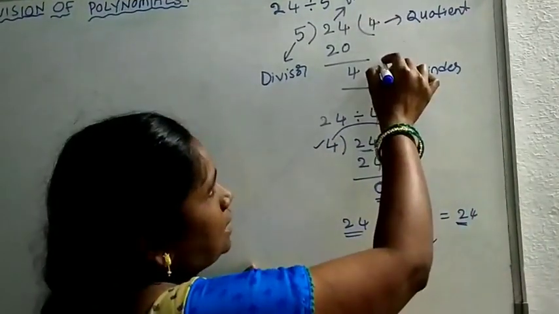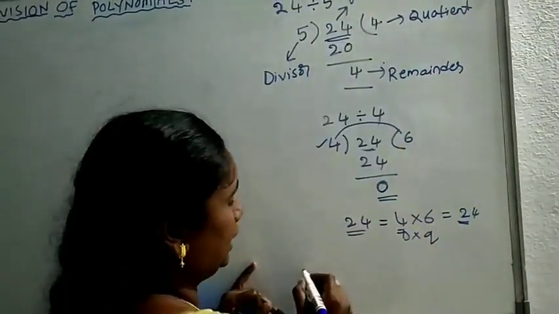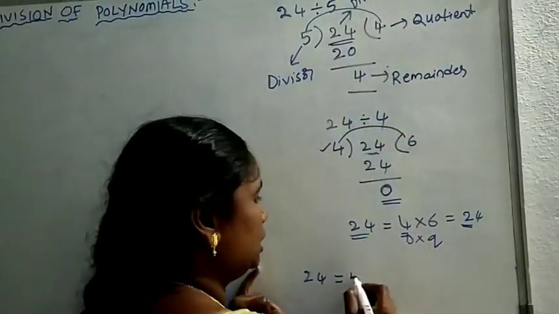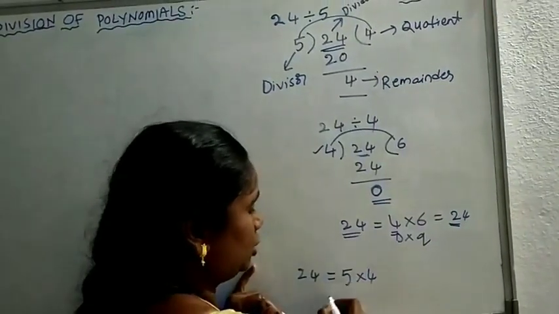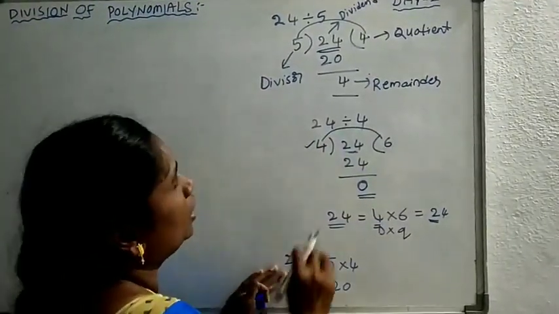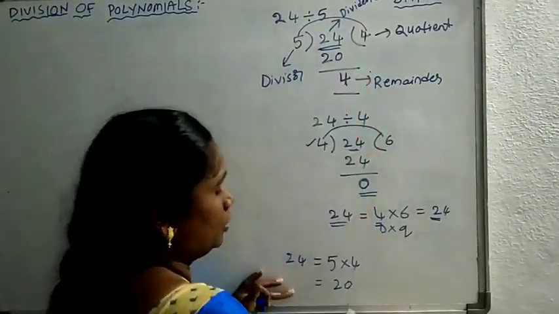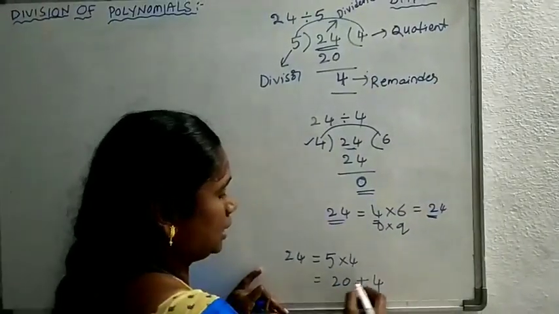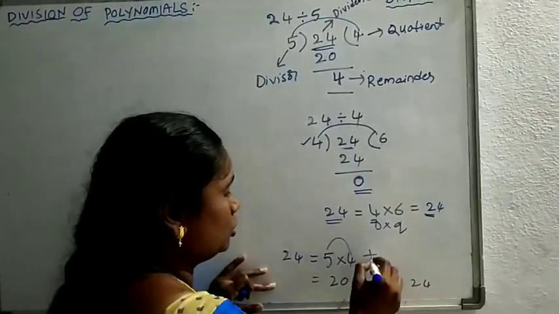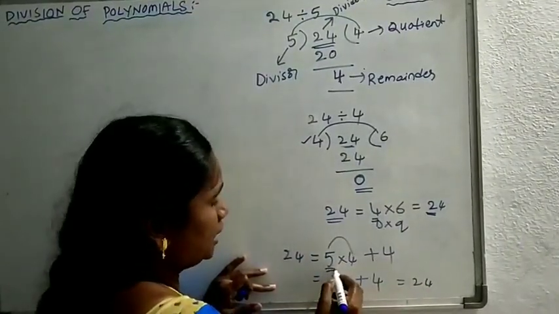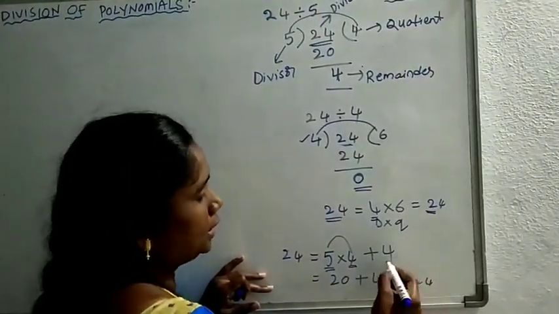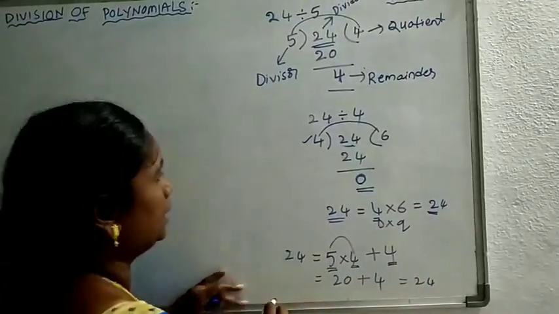Okay. But in this case, how will you get the dividend? 24 is equal to, first we will do the divisor into quotient. 5 into 4, 20. So to get 24, what we have to do? We have to add this remainder. 20 plus 4, 24. That means 5 into 4 plus 4. What is 5 here? 5 is a divisor. And 4 is a quotient. And here 4 is a remainder.